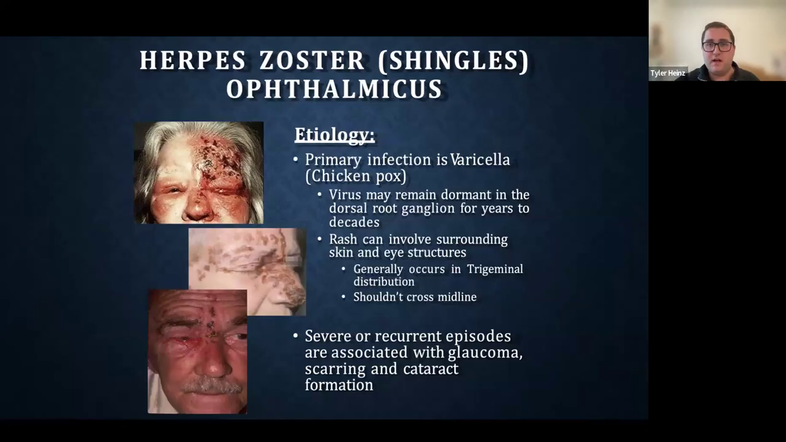So, herpes zoster, shingles, ophthalmicus. This is, of course, because of the varicella virus, which we know is chickenpox. I'm sure you guys have gone over that before. The virus may remain dormant in the dorsal root ganglion for years to decades. So even people that have never had herpes in the past, herpes ophthalmicus, if they've had chickenpox in the past, that does put them at a risk for this infection.